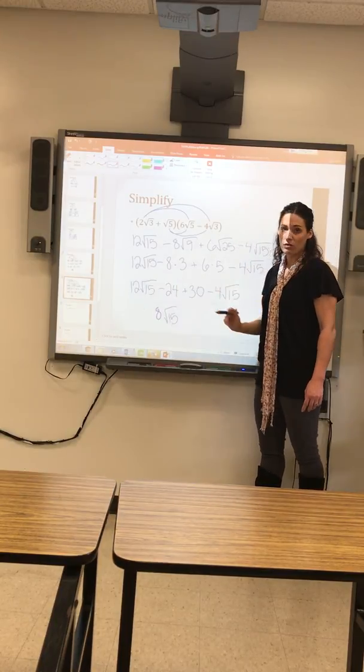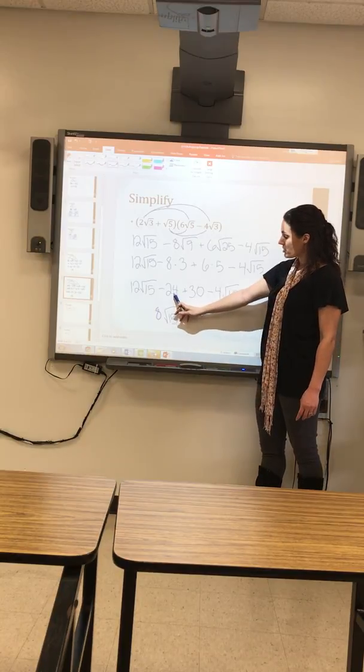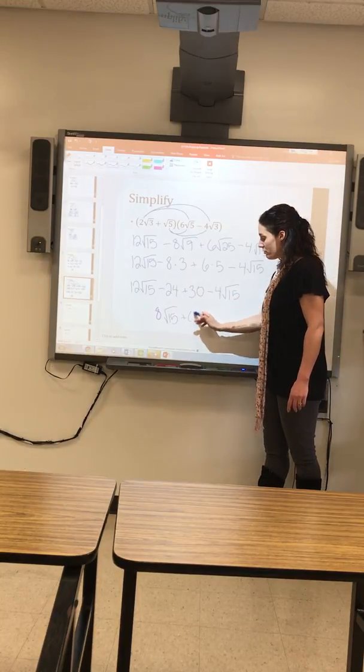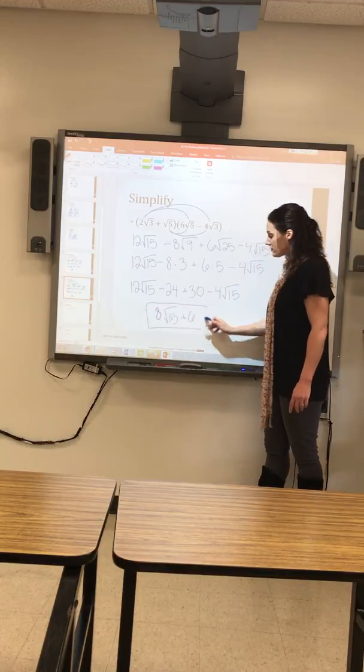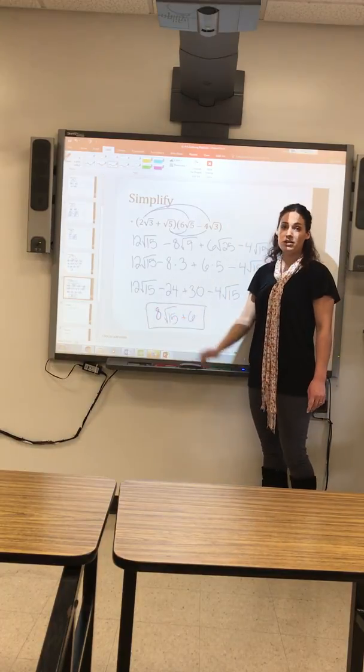That's the combination of the square root 15 terms. And then you also have minus 24 plus 30, so that's plus 6. And those can't be added together because now they're not like terms.